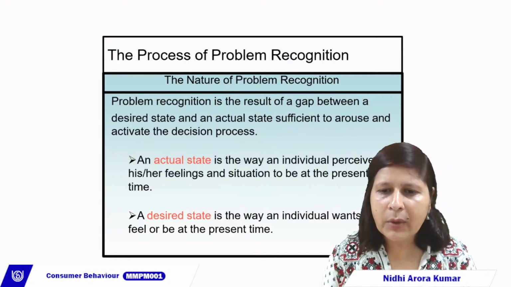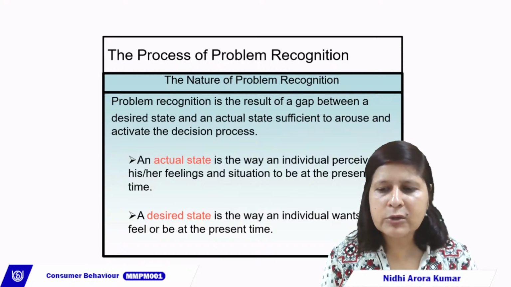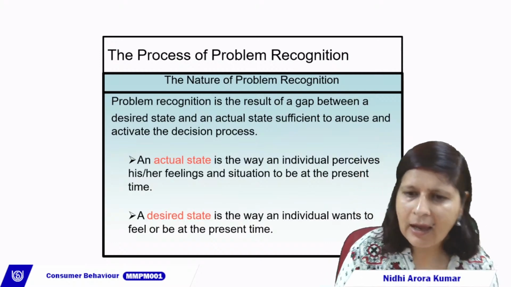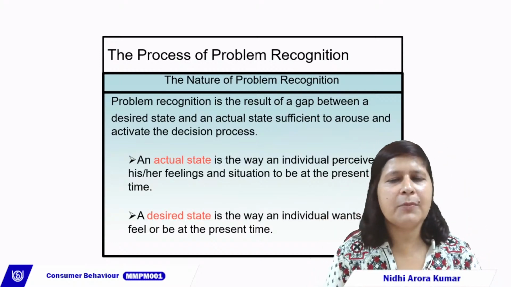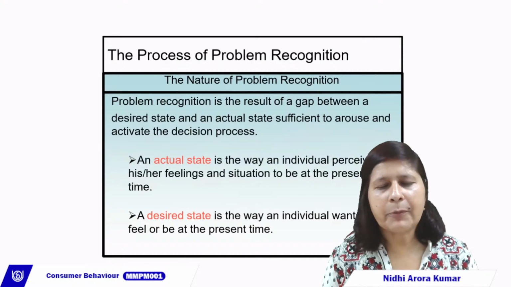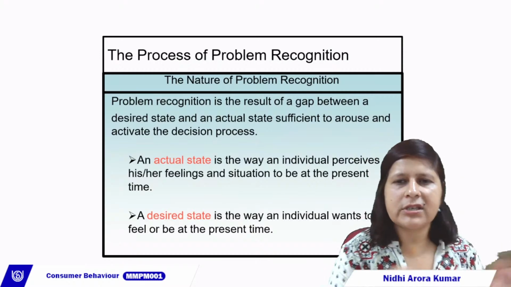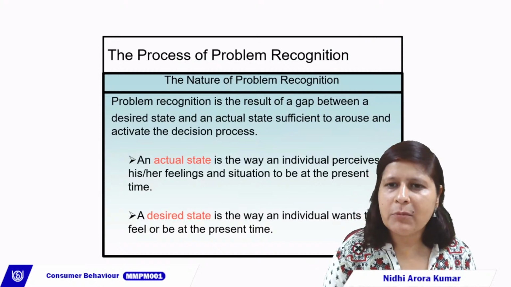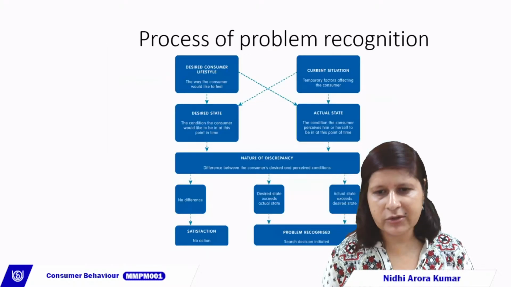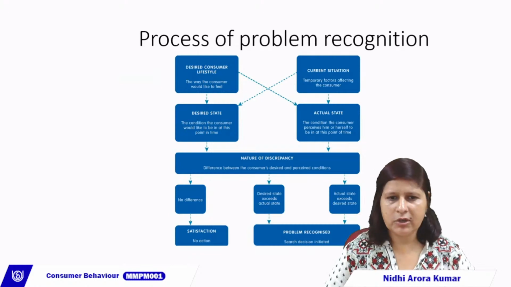And this gap between the actual state and the desired state is actually responsible to arouse and activate the decision process. This is the thing I want, and this is the problem. This is the problem recognition. Problem recognition is a result of the gap between the actual state and the desired state. Actual state means the present situation, and the desired state is what a consumer really wants. This is the process of problem recognition, right?